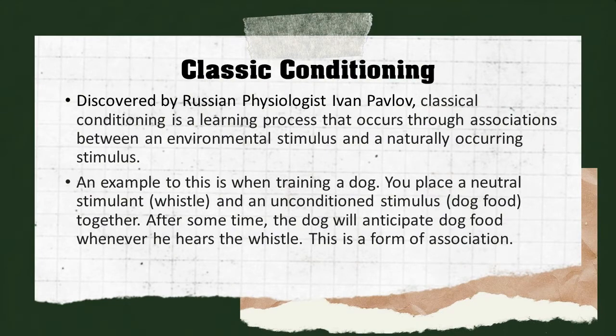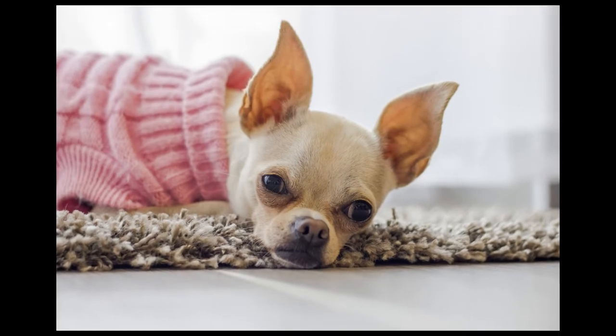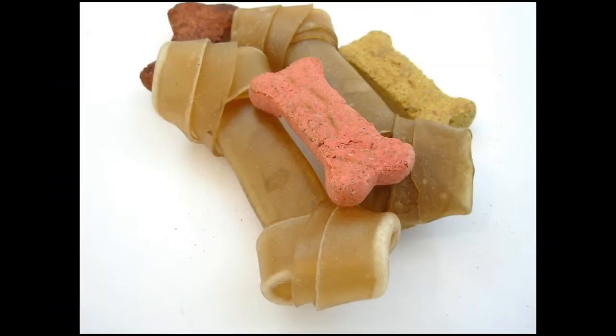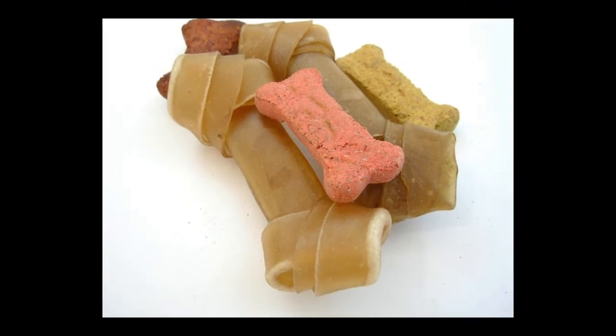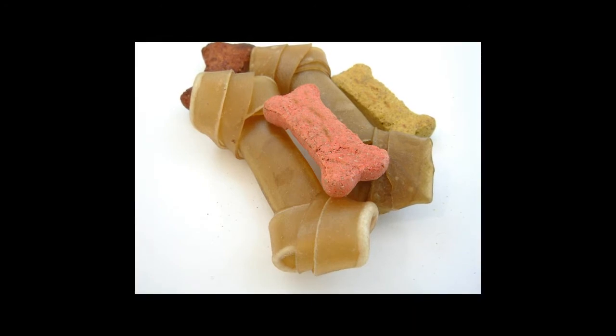Classical conditioning was discovered by Russian physiologist Ivan Pavlov. Classical conditioning is a learning process that occurs through association between an environmental stimulus and a naturally occurring stimulus. Example: when you train a dog, you place a neutral stimulus, which is a whistle in this case, and an unconditioned stimulus, which would be dog food, together. Sometime later, the dog will anticipate dog food whenever he hears the whistle. This is a form of association.